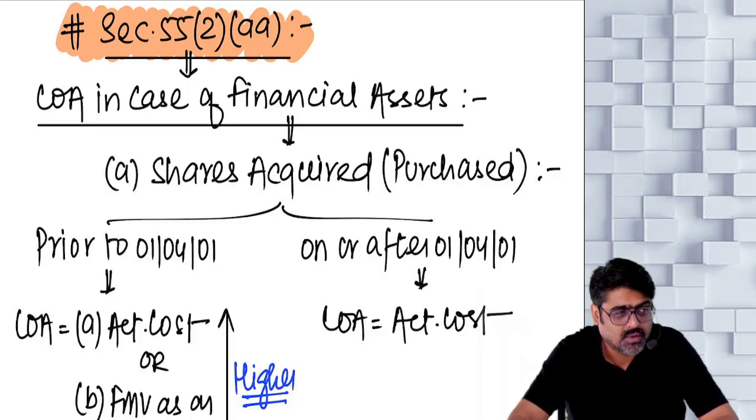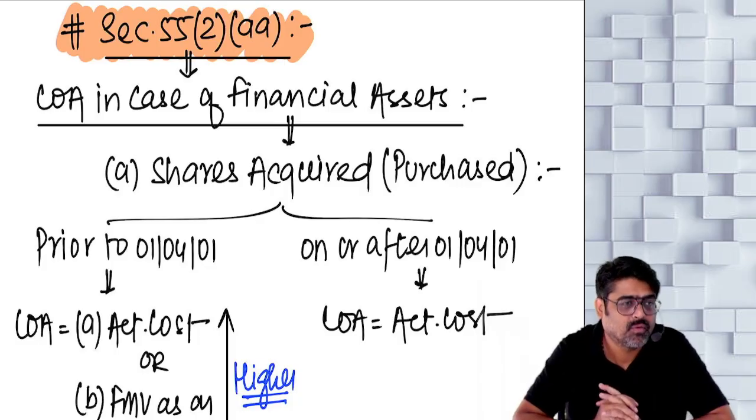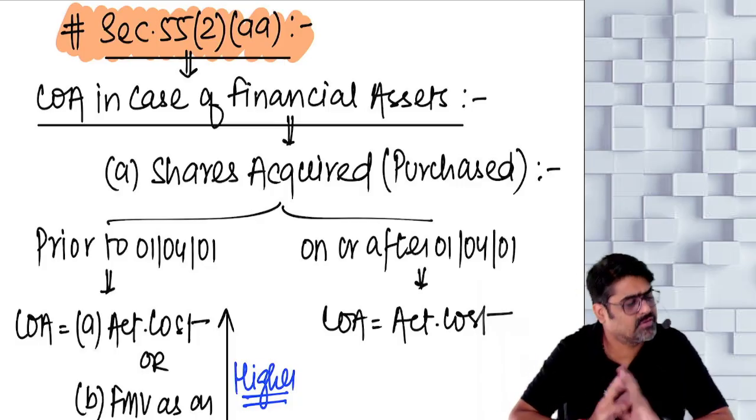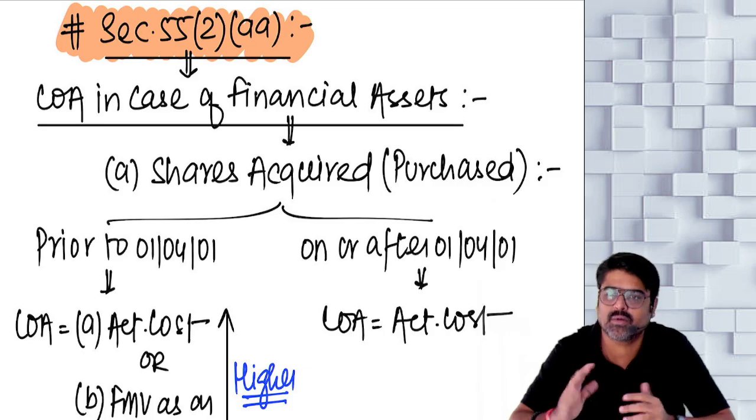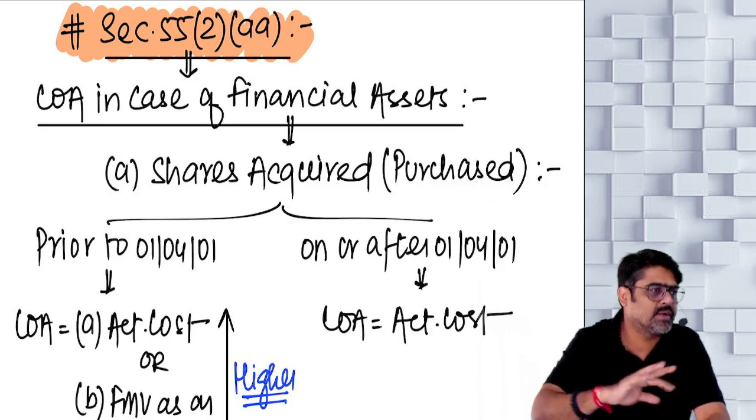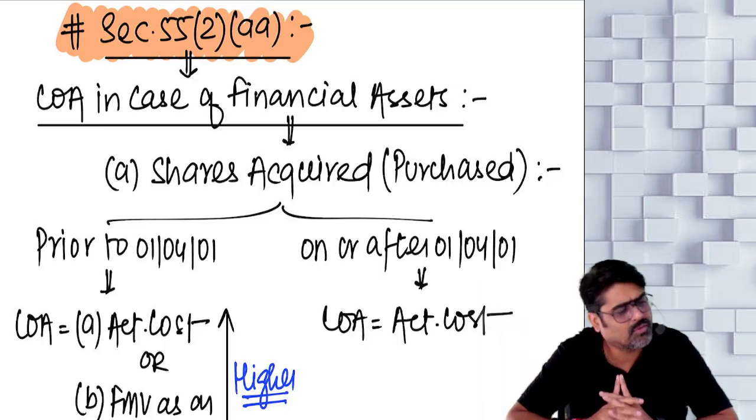If you purchase your equity shares or preference shares, whatever type of shares you are purchasing, you are buying shares. So shares are acquired by you. What will be the cost of acquisition of these shares? This is your capital asset. So whenever these shares will be transferred, capital gain will be calculated. So what will be the cost of acquisition of these shares?